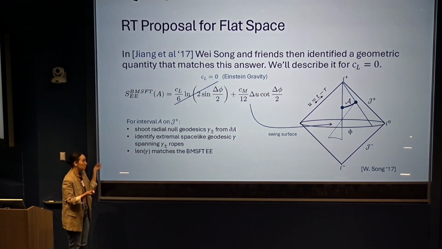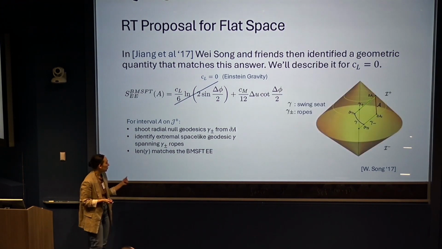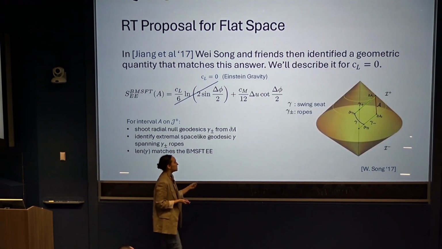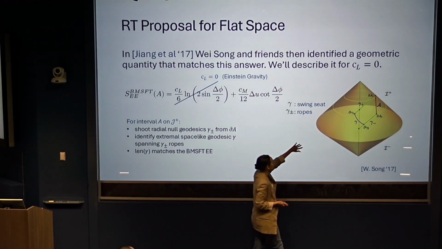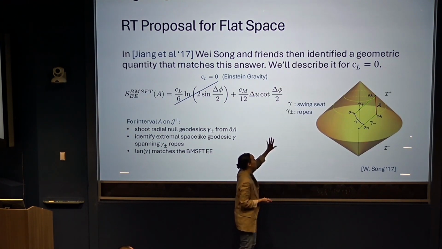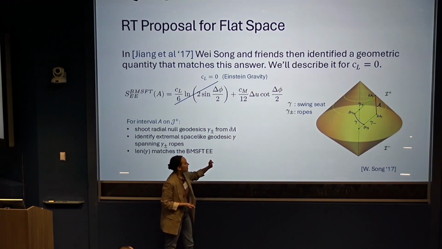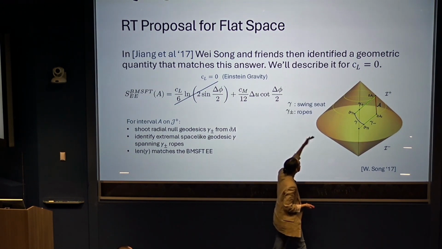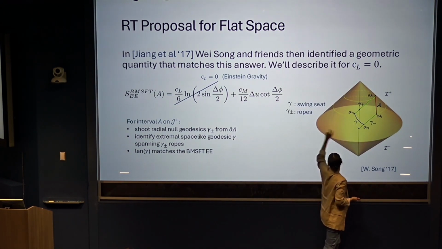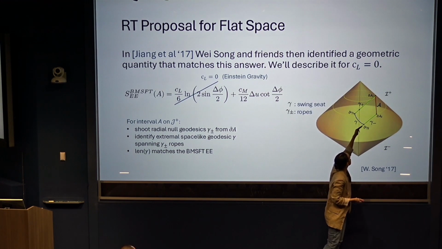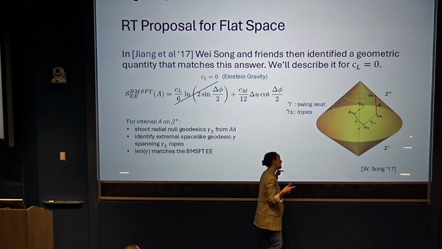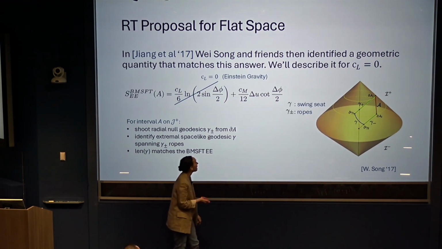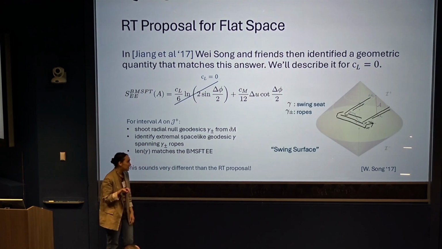And so that's fun, but it's also just very different from what we would have in the RT proposal. For the sake of my artistic skills being bad unless I use ChatGPT, in which case I get called out, this is the image from Wei Song, where we have this swing seat whose length is going to be equal to that quantity, and these ropes that are these very specific null geodesics that are radial. So it looks like a swing, so it's called a swing.